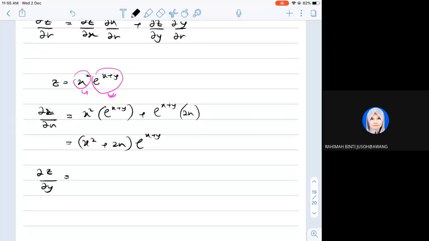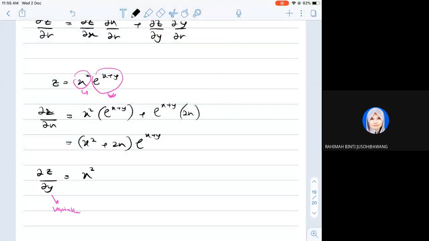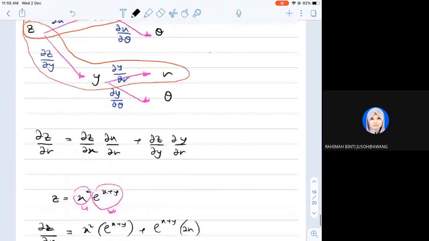Next, del z over del y. So for del z over del y, do we need to use product rule? No. Okay, because right now x becomes the constant, isn't it? Because y is the variable, right? Okay, when y is the variable, x becomes constant. So we just copy it down. We will get the same x plus y because coefficient of y is 1. So no difference. Alright, that's it.